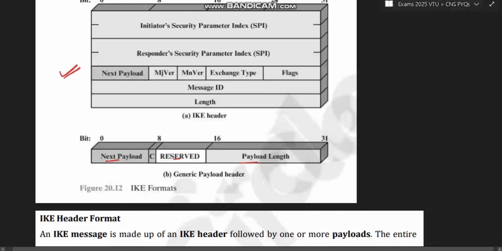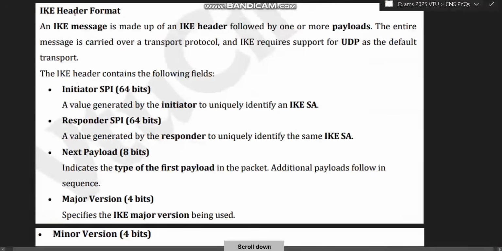Okay, IKE header. These things we have already discussed in the previous one, and you have to do the same, except a few things, like what is major and minor version. Let's have a look at it. An IKE message is made up of an IKE header followed by one or more payloads. Means the header will be here, and then the actual data will be here. The entire message is carried over a transport protocol, and IKE requires support for UDP as the default transport.